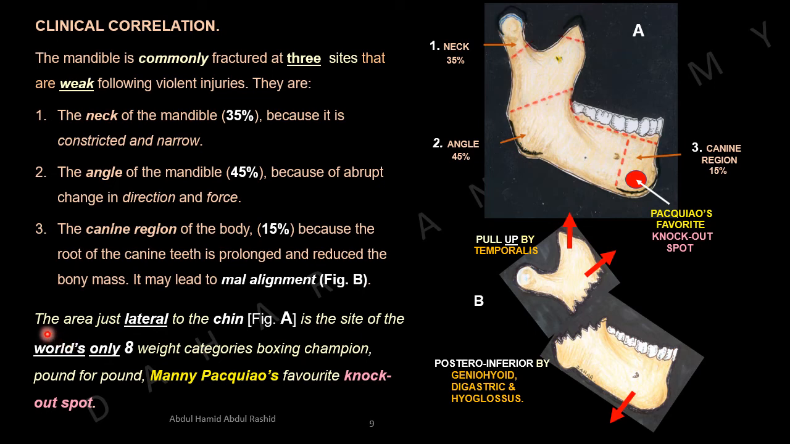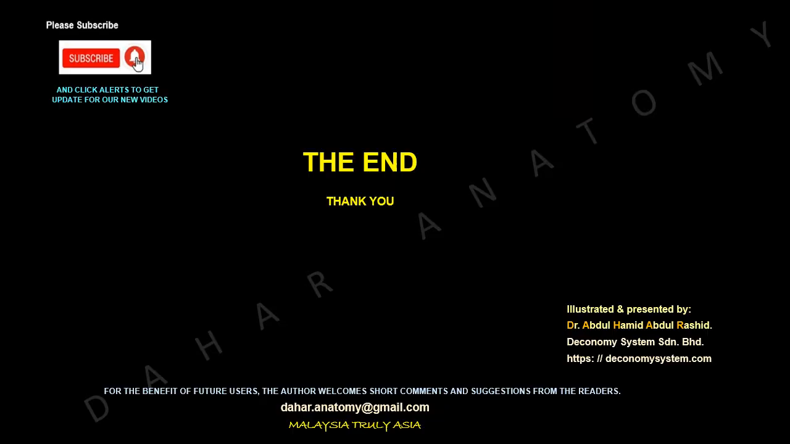Now let's talk about diagram A here. The area just lateral to the chin. In diagram A, just lateral to the chin. It is the site of the world's only 8-weight categories boxing champion, pound for pound, Manny Pacquiao's favorite knockout spot.